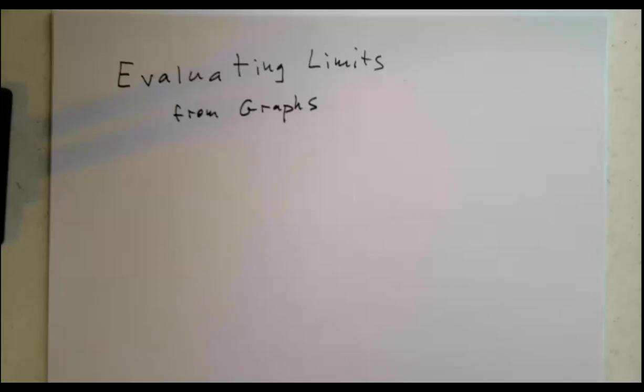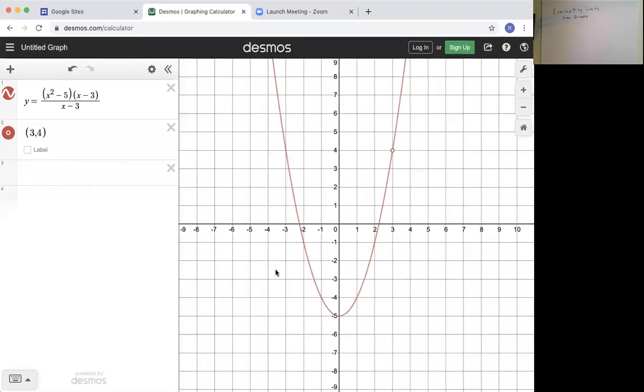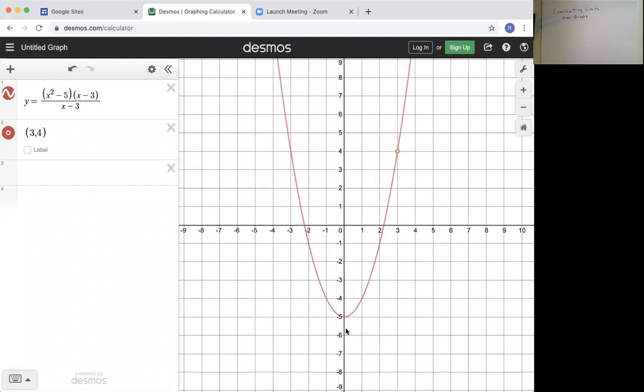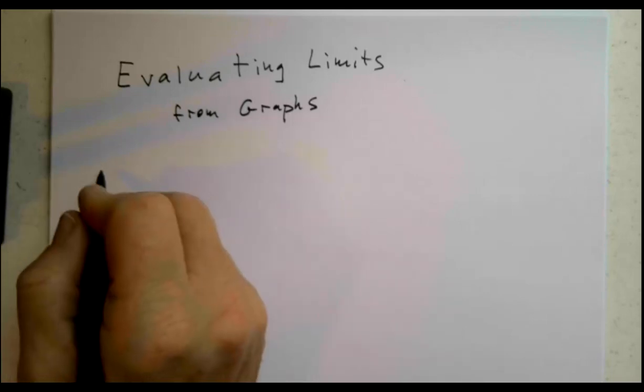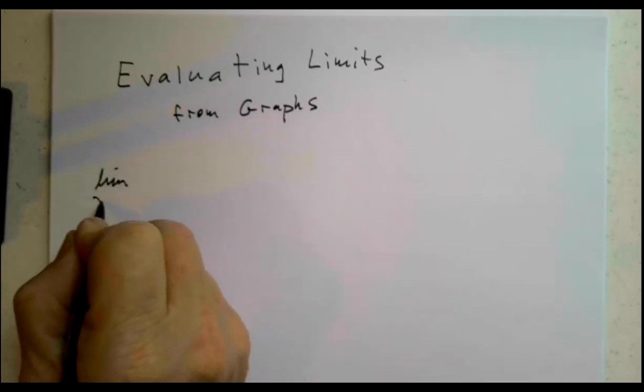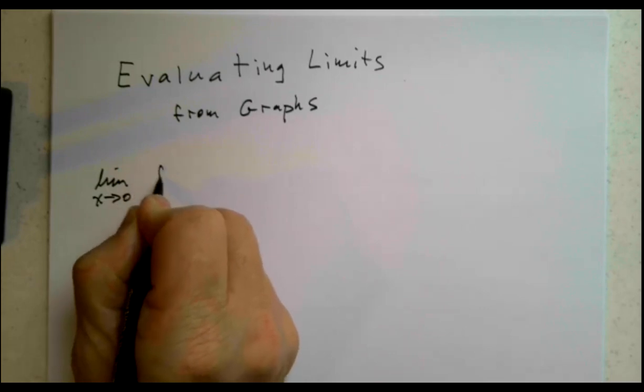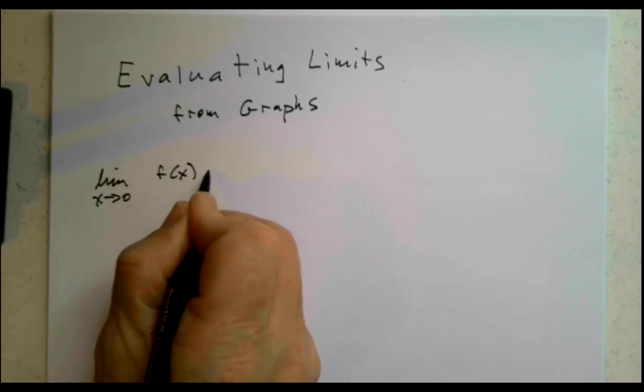This lesson is on evaluating limits by looking at graphs. So let me go ahead and pull up Desmos. So I have this function here. And let's say I want to know the limit as x approaches 0 of this function. So that's the question we're going to ask. What is the limit as x approaches 0 of f of x?